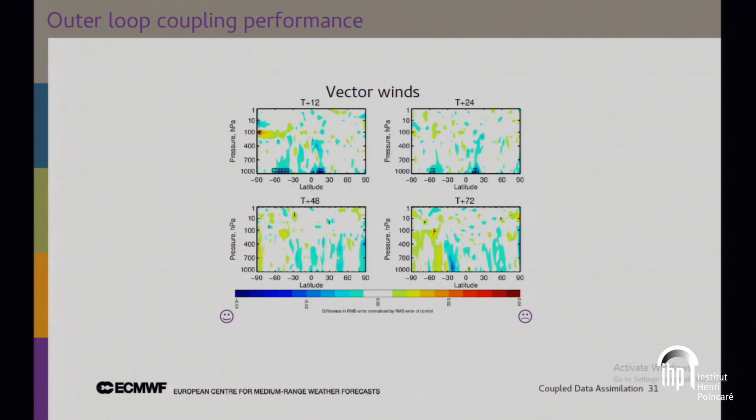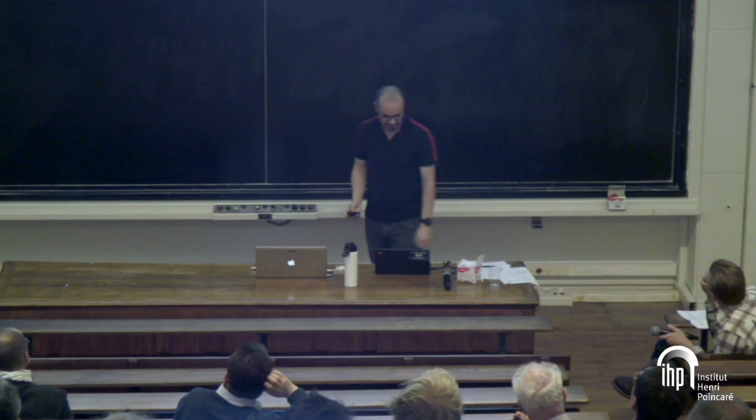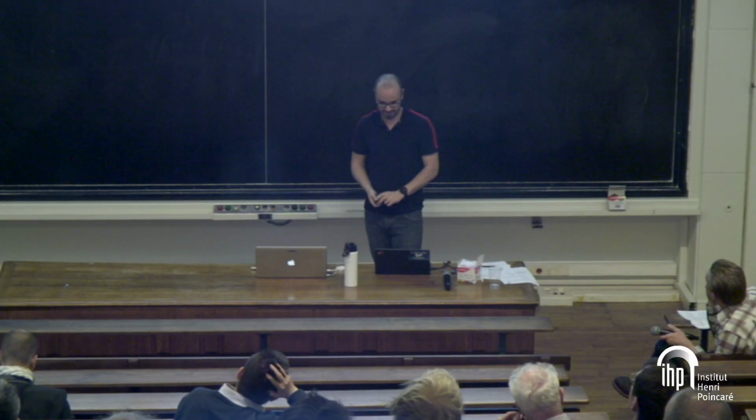So our baseline is now weakly coupled assimilation. And so we're improving things in vector winds in different regions. And that information is moving up slightly into the atmosphere.